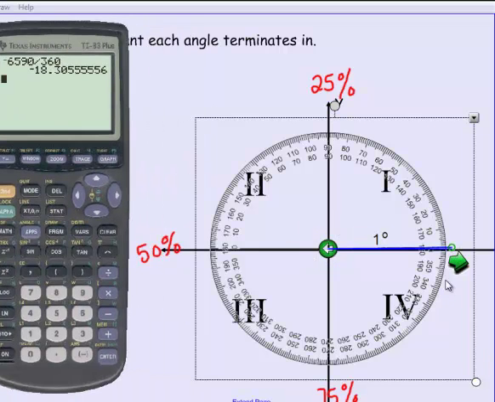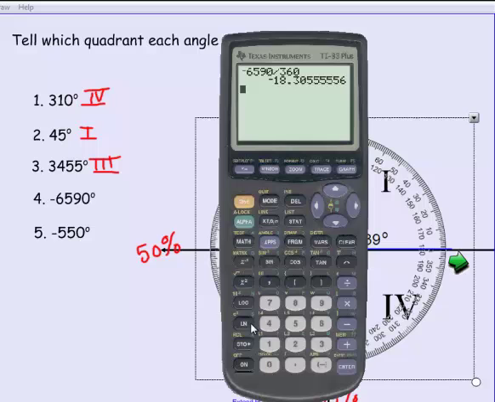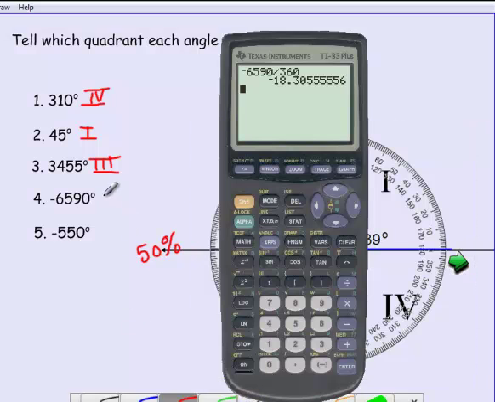30% would mean this is 25%, and then this is still 50%. So once again, I'd be here in quadrant 3. And if I wanted to find the exact angle, I could do that, but that's the next page. So I'm again in quadrant 3.